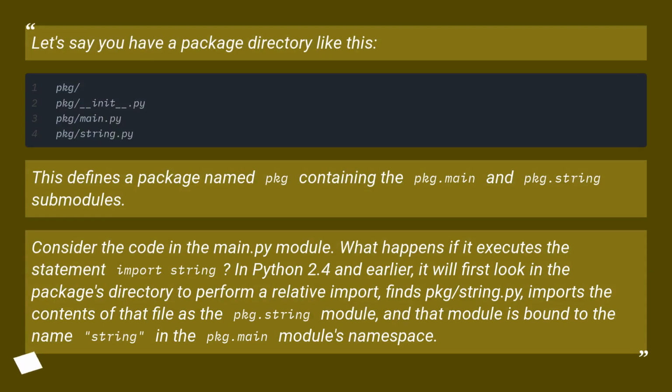Let's say you have a package directory like this. This defines a package named pkg containing the pkg.main and pkg.string submodules. Consider the code in the main.py module. What happens if it executes the statement import string? In Python 2.4 and earlier, it will first look in the package's directory to perform a relative import, finds pkg/string.py, imports the contents of that file as the pkg.string module, and that module is bound to the name string in the pkg.main module's namespace.